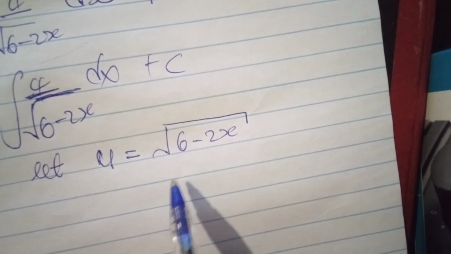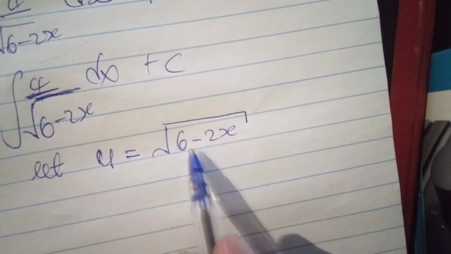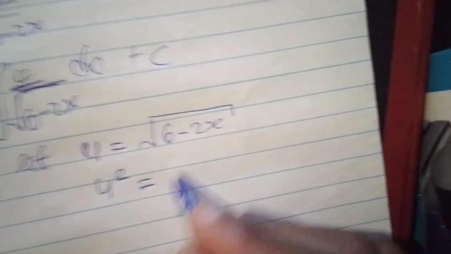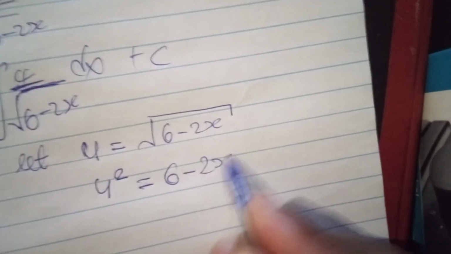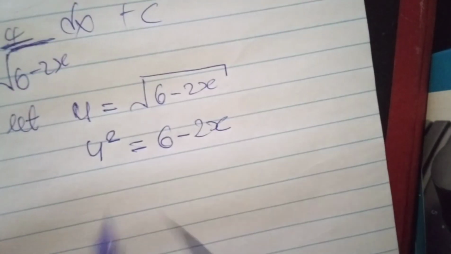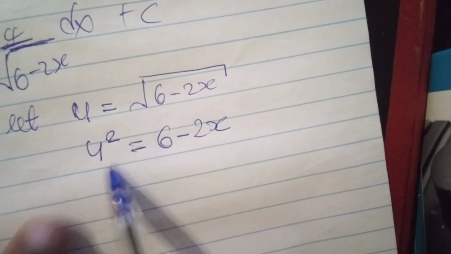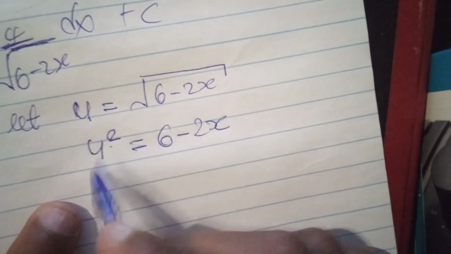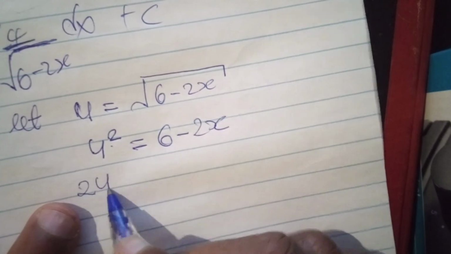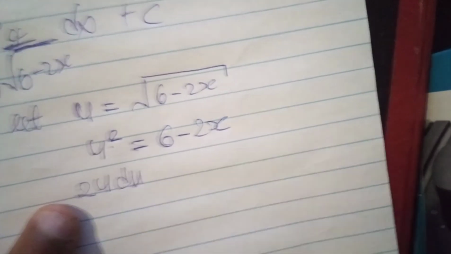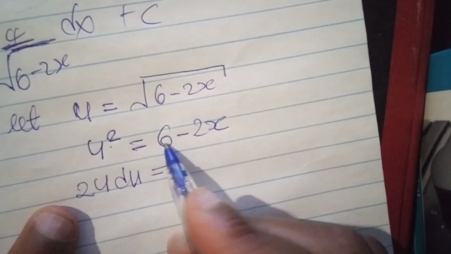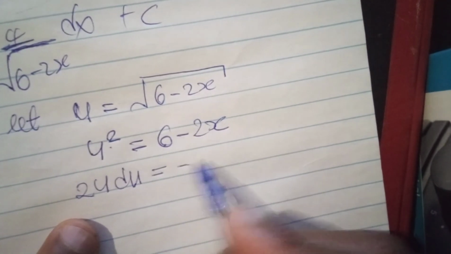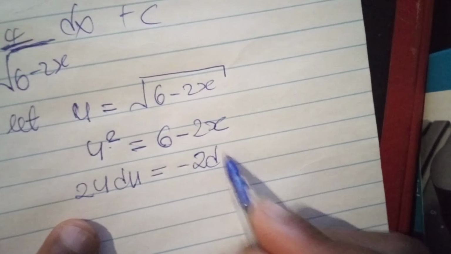And then of course, how do you remove a square root? By squaring both sides. So this will be u squared equals 6 minus 2x. Now I can take a derivative. On this side it will be 2u du, and on the other side the derivative of 6 will be 0, and the derivative of -2x will be -2 dx.